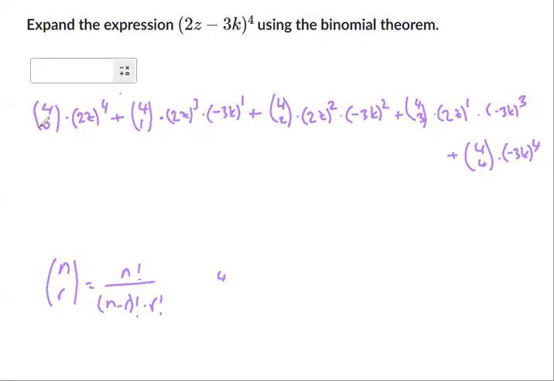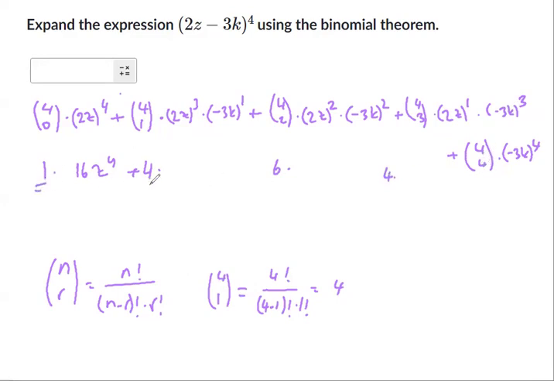So for example, for 4 choose 0, choosing 0 is basically none, do nothing. We just say one way to do so. And then you have 2z to the fourth power, which we already know is 16 times z to the fourth. And for 4 choose 1, you just choose 1 out of 4, which is 4 options. But if you want to use the formula, you will get 4 factorial over 4 minus 1 factorial times 1 factorial, which will also be 4 when you simplify. And you just keep doing the same thing. So 4 choose 2 will be 6, so this is going to be 4 times something, and this is going to be 6 times something. 4 choose 3 will be 4, times something. And the last one, 4 choose 4, will be 1.